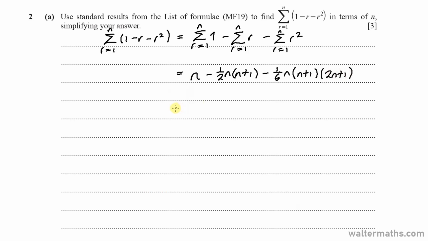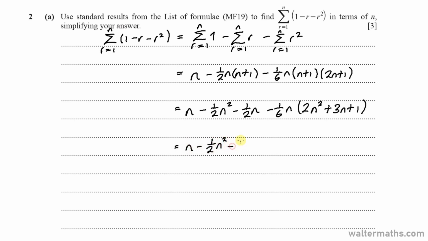So we can simplify this. So we'll be having n minus, and here we'll be having half n squared minus half n. And that's minus, and here we can simplify the two brackets, n plus 1 and 2n plus 1, to get 2n squared plus 3n plus 1. So we can continue simplifying. That's n minus half n squared minus half n, and that's minus, if we multiply, minus a sixth n times 2n squared, we get a third of n cubed, and minus a sixth n times 3n, we get minus a half of n squared, and that's minus a sixth of n.